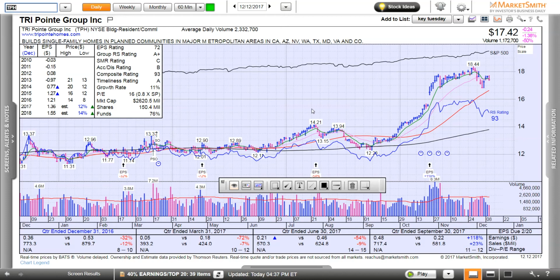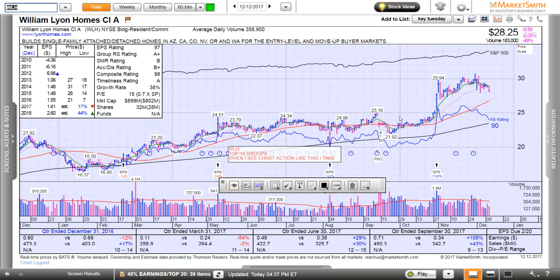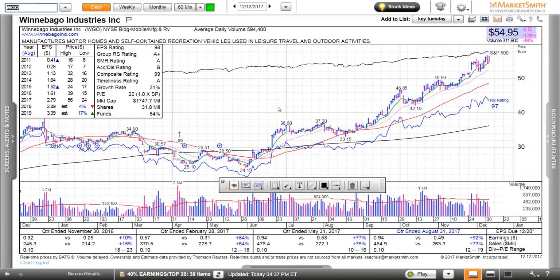TPH, building residential. Nice cup here, 14 to 18. You can say that's only 4 points, but 4 points on 14 is a good living. Toll Brothers, slow but steady, grinding up. William Lyon Homes lifted through a long base here, went from 25 to 30. I'm not recommending these now.